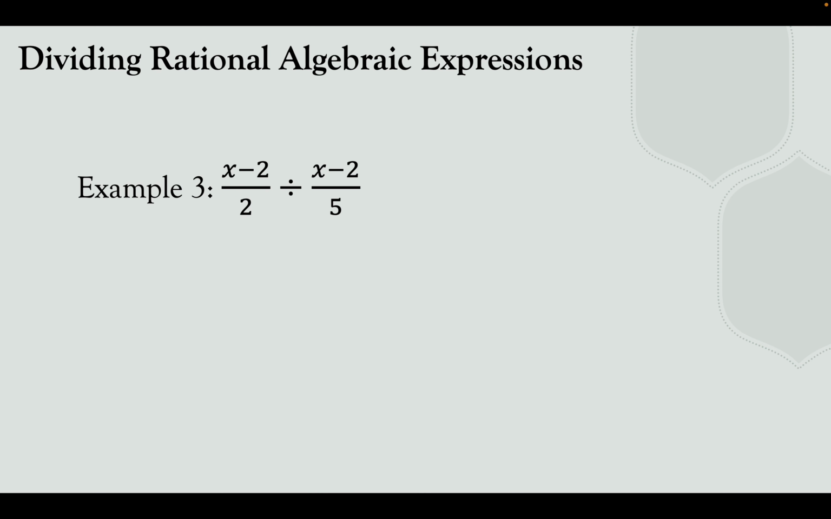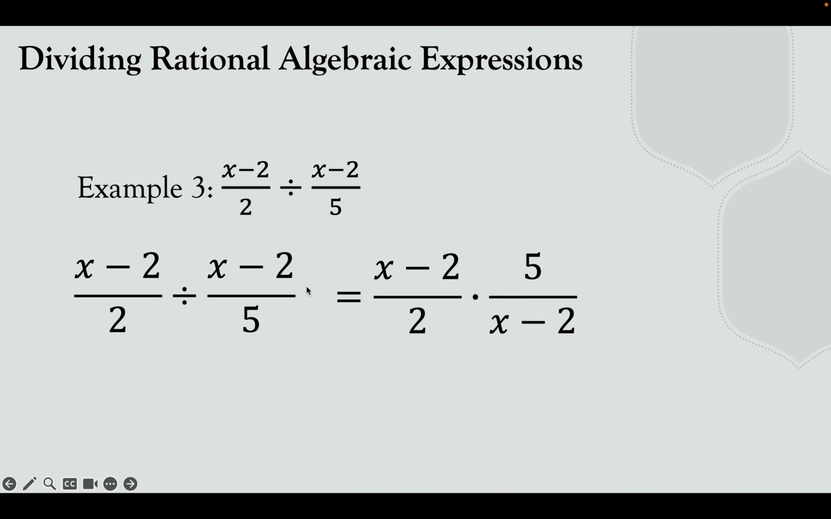Example number 3, we have (x - 2)/2 divided by (x - 2)/5. So our dividend here is (x - 2)/2. Our divisor is (x - 2)/5. So first, copy the dividend, (x - 2)/2. Change the operation from division to multiplication. And then find the reciprocal of your divisor, which is 5/(x - 2).